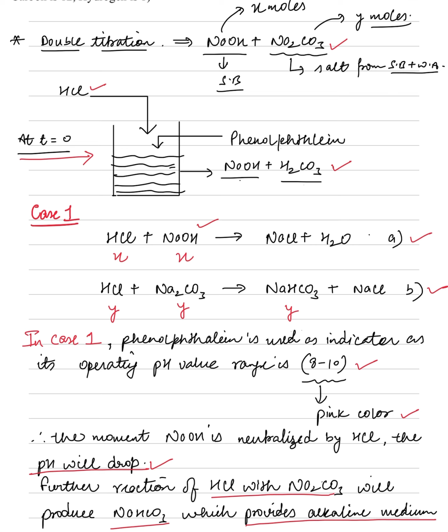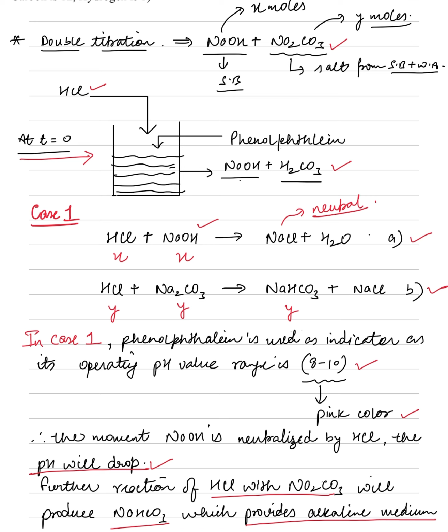Why are we not bothered with the number of moles of NaCl formed? Because NaCl salt is neutral in nature. It is totally a neutral salt, right? So this is case 1. In case 1, what will happen? We will use phenolphthalein as an indicator, because the phenolphthalein operating pH range is 8 to 10.